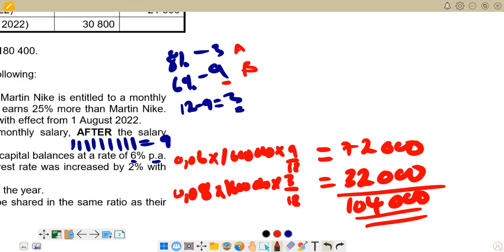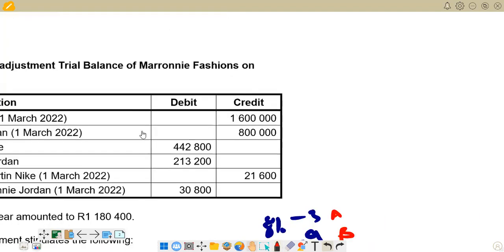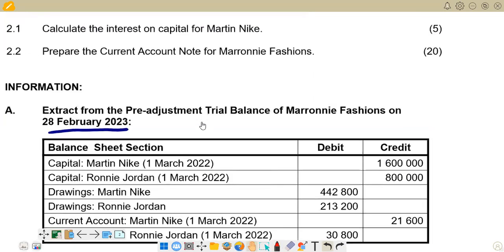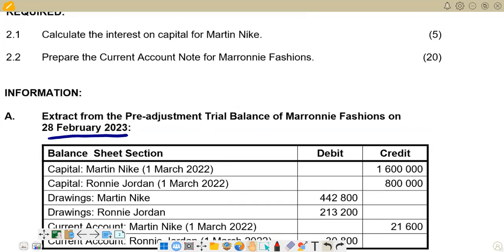Remember, this interest on capital is for the first partner, which is Martin Nike here. The question is only specifically asking for the interest on capital for Martin Nike. So for part 2.1, that's where you can get your 5 marks by this working. So you put 104,000. So we go to the second part now.